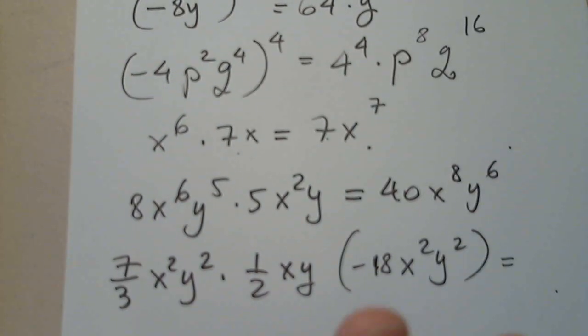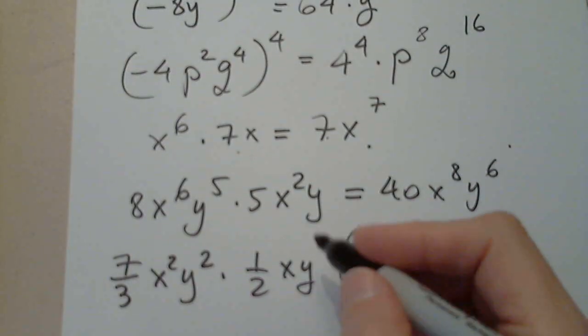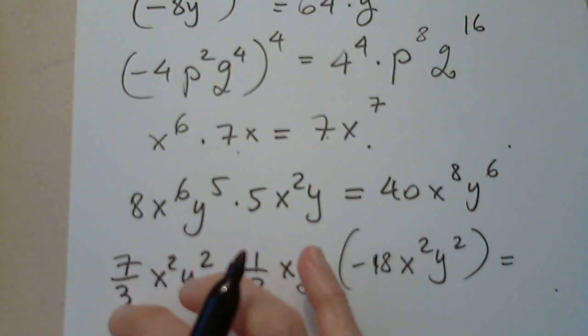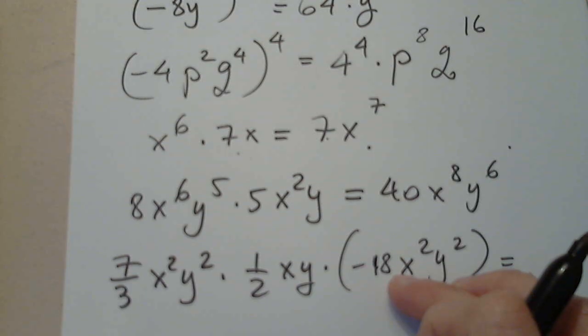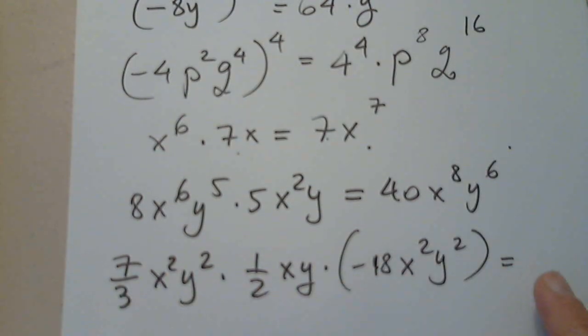Now, here's a hint for you. Work on 7/3 times 1/2 times negative 18 first. And remember to simplify before you multiply. And then the rest will follow.